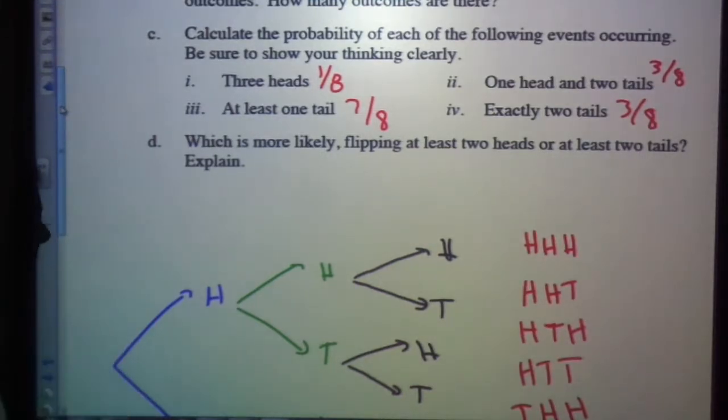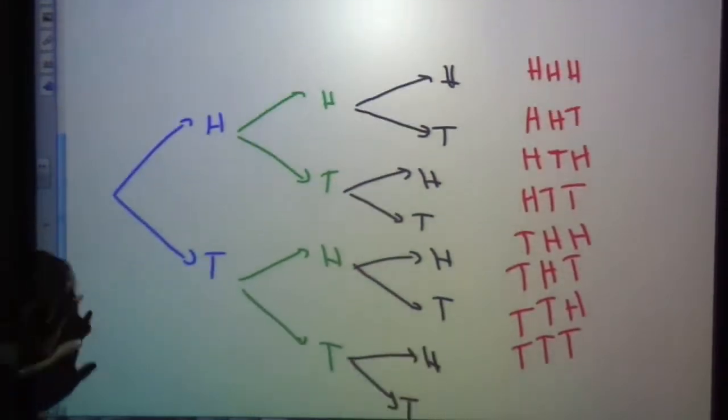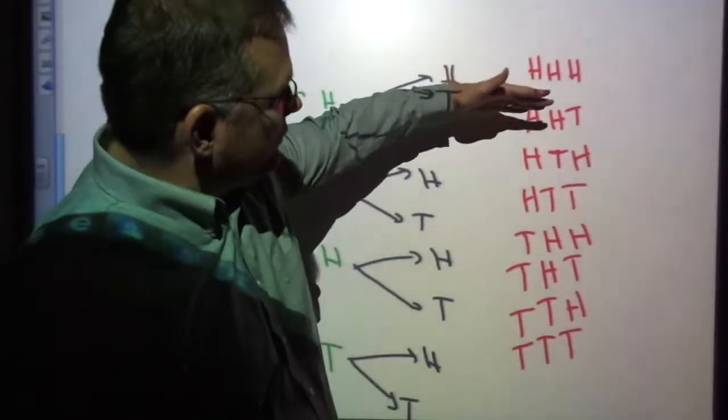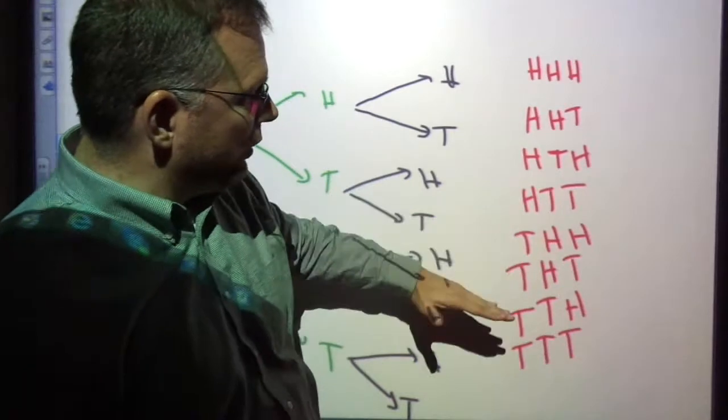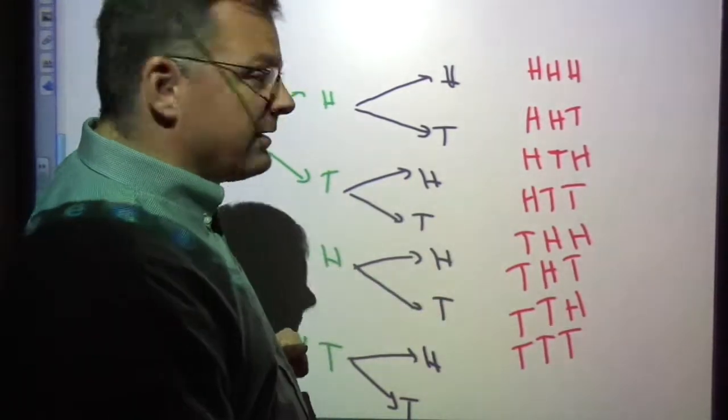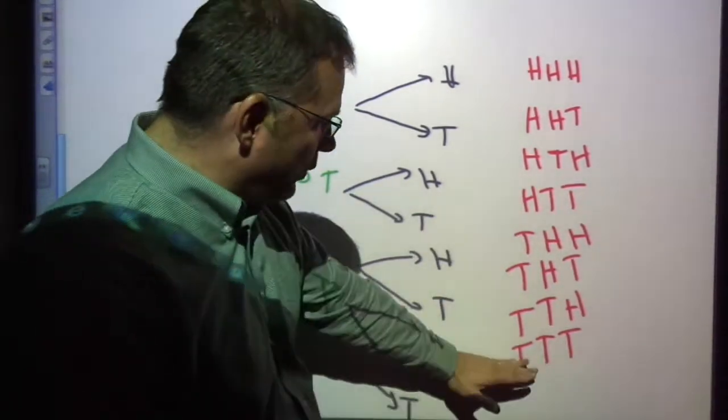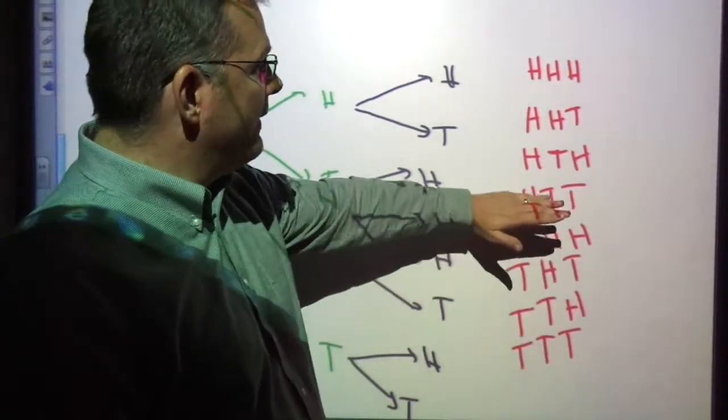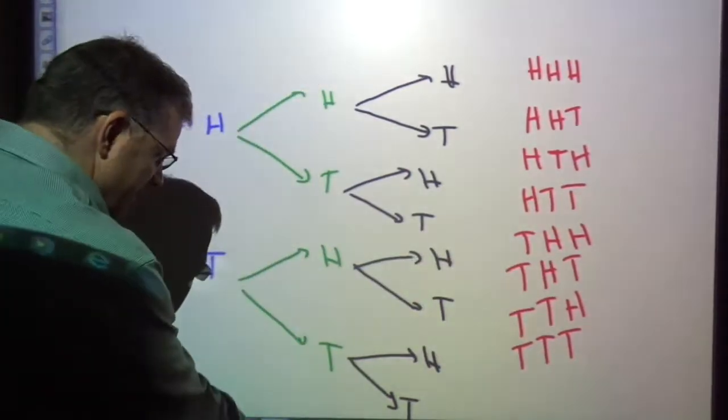They're going to be the same. At least 2 heads, that's 1, 2, 3, 4, 4 out of 8. At least 2 tails is 1, 2, 3, 4 out of 8. So those are going to be equal.